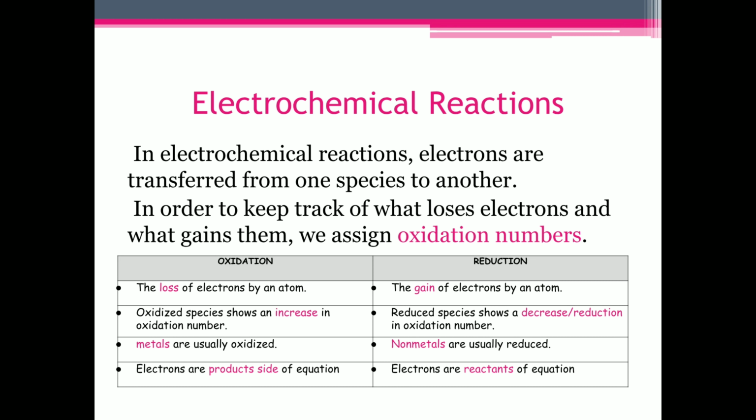Reduction is the reverse. During reduction, we gain electrons. Gaining electrons, which are negative, cause a decrease in the oxidation number. Nonmetals are commonly reduced, and electrons appear on the reactant side of the reaction for reduction because electrons are gained.